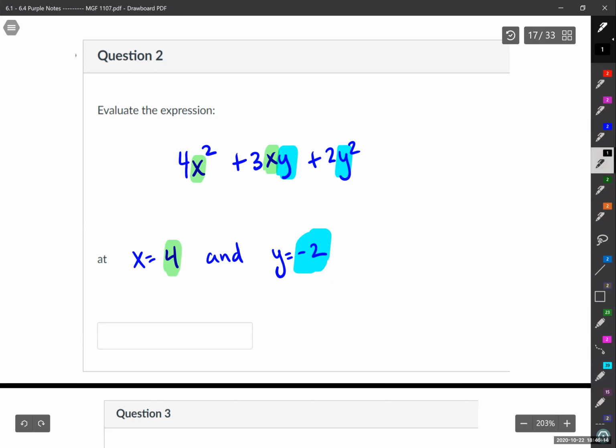Whenever there's multiple variables, we're just careful, and everywhere there was one variable, we replace it. So everywhere there's an X, we replace it with 4. And everywhere there's a Y, we replace it with -2.